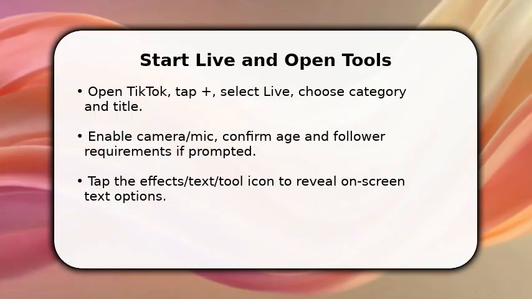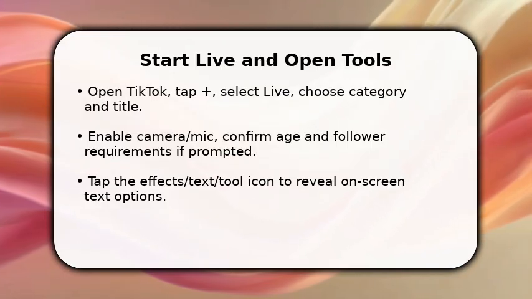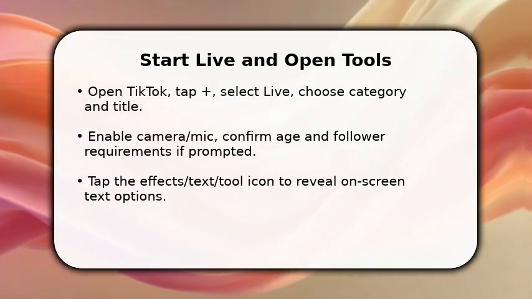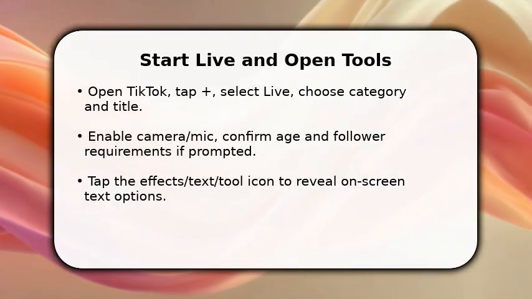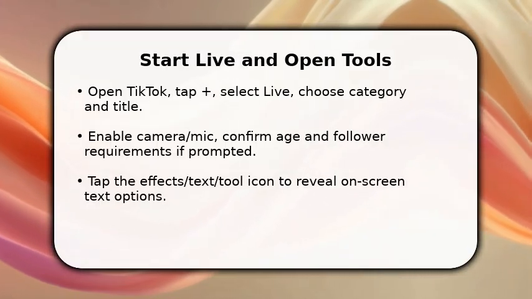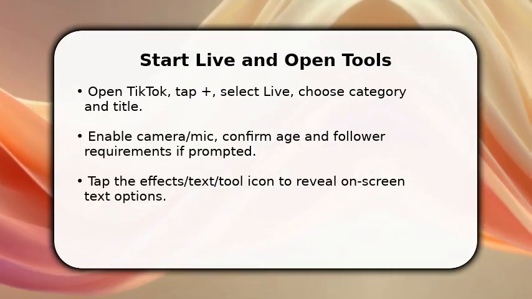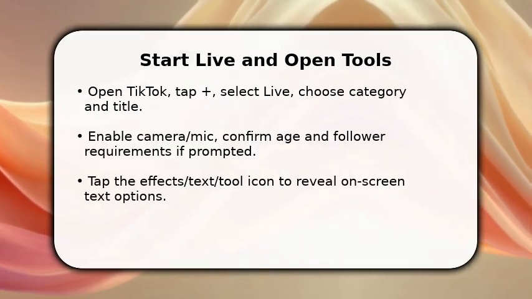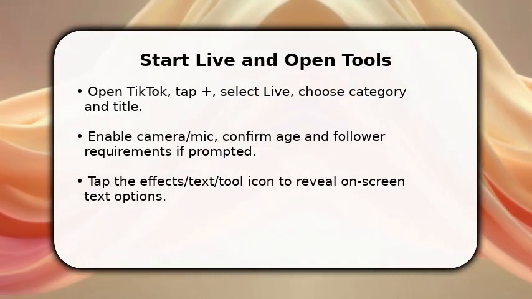Enjoy the video. You start by launching TikTok and entering live. This gets you into the interface where text tools live. Once done, choose your live category and title so viewers know context, and make sure camera and mic permissions are granted. Now tap the effects or text icon near the record button to open the overlay. You want the text tool visible. This first action sequence places the editing controls on screen so you can add and adjust words while broadcasting.